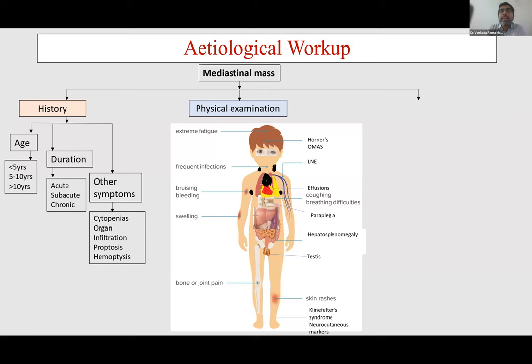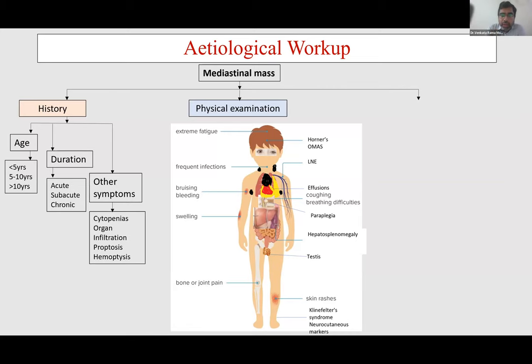So OMAS can actually present as a neurodevelopmental regression in a very young child, or a developmental delay with abnormal eye movements. So these are the pointers which we need to try to elicit in a very young child when we have a neuroblastoma in the differential.